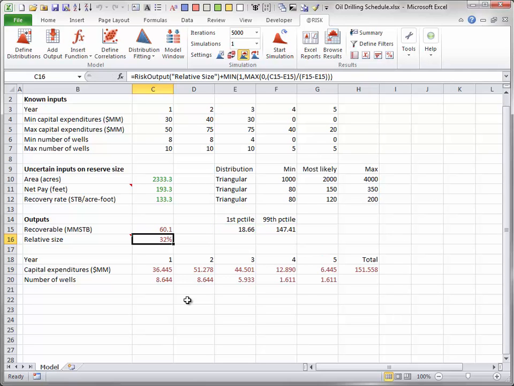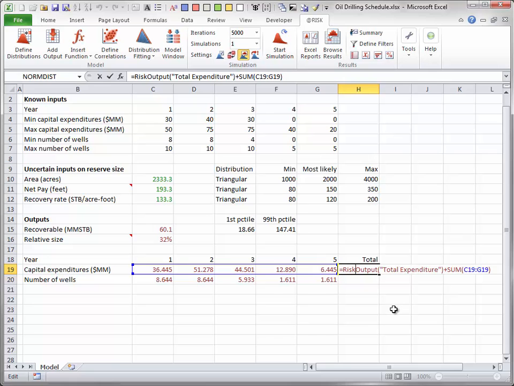Finally, the simulated capital expenditures and numbers of wells in rows 19 and 20 use the relative size in cell C16 to interpolate between the minimums and maximums in rows 4 to 7. And the total expenditure is calculated in column H. For example, if the relative size is 33%, then each quantity in rows 19 and 20 is 1/3 of the way from the relative minimums and maximums in rows 4 to 7.